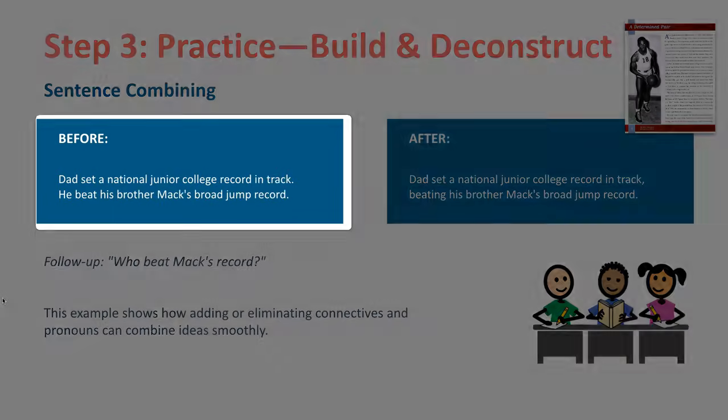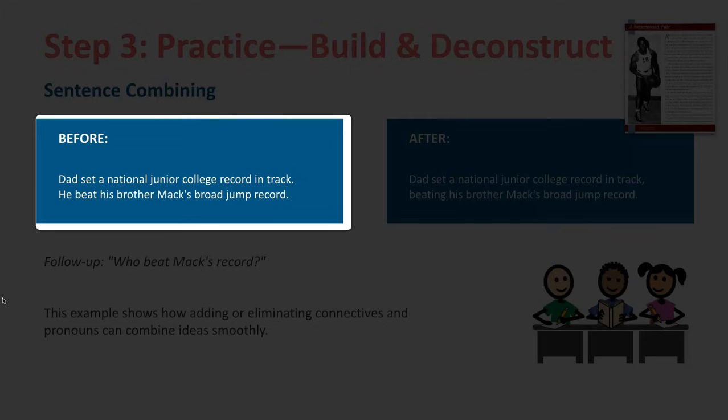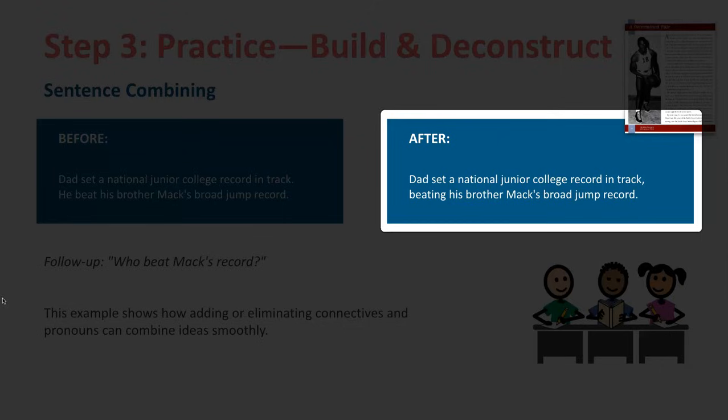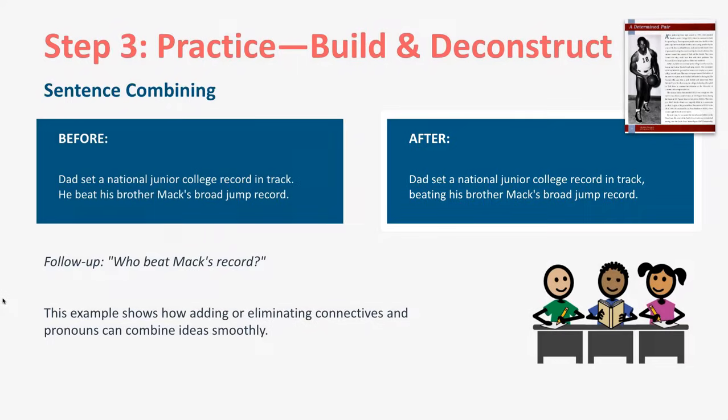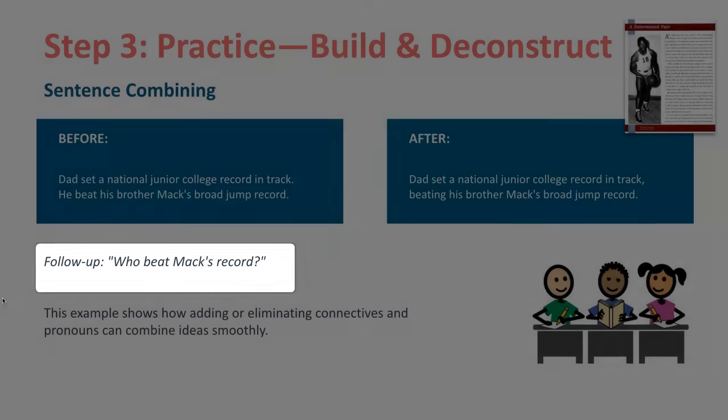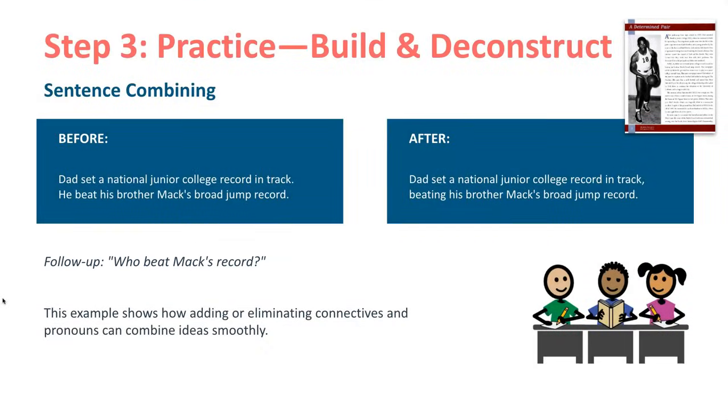Here's another example. You would read, "Dad set a national junior college record in track. He beat his brother Mac's broad jump record." Choppy again. To combine, eliminate "he" and change "beat" to "beating." Another participle phrase. Combined, it says, "Dad set a national junior college record in track, beating his brother Mac's broad jump record." Follow up with your questioning. "Who beat Mac's record?" That's right, Dad. This reinforces that both actions are by the same subject.